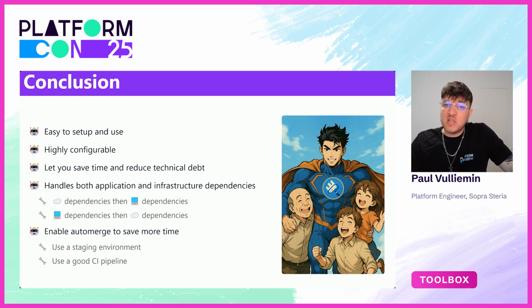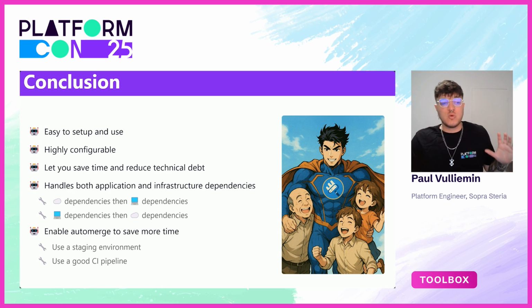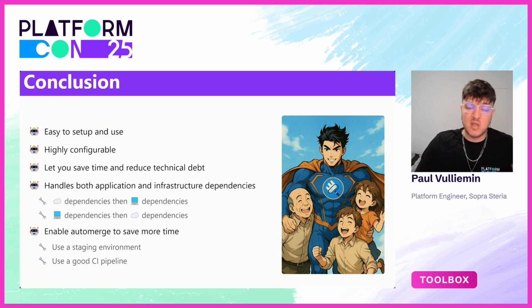And if you want to save more time and you are confident, you can enable auto merge, so it will auto merge merge requests or pull requests. You can configure it, for example, for the patch and minor versions. However, be careful, because it would be great if you have a good CI pipeline, and the best would be to have a staging environment where you can try all those upgrades.